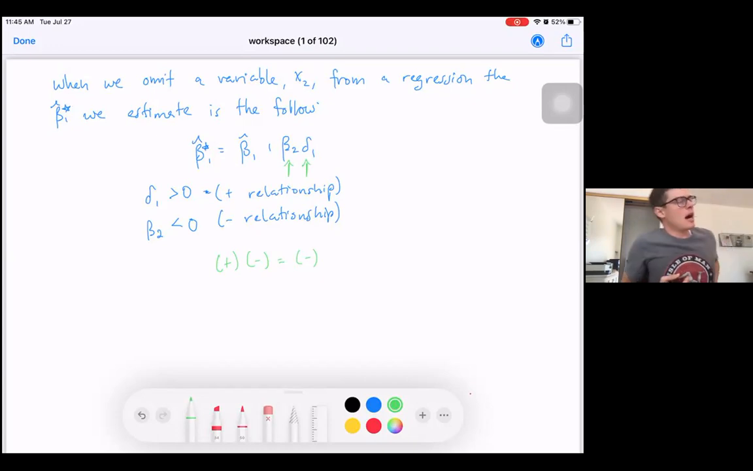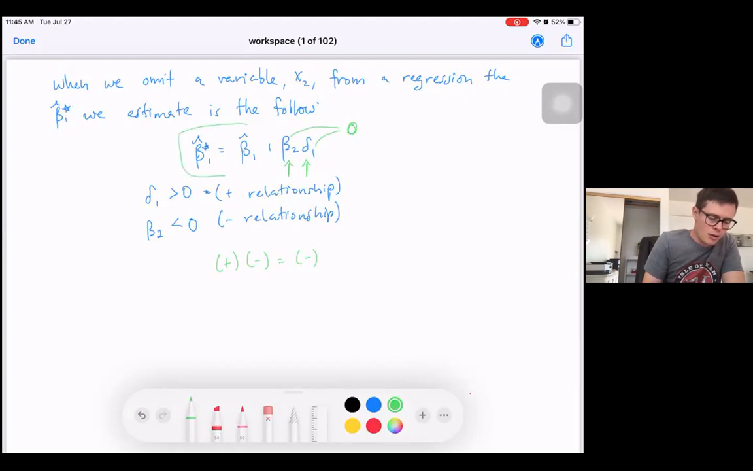The best decoy, the decoy that got most of the people that got it wrong, was that omitting it will always bias our estimate of beta, and that's just not true. If the variable doesn't have a relationship with y, then this term becomes 0. And if that term is 0, the beta that we estimate is exactly the same as the beta that we wanted.